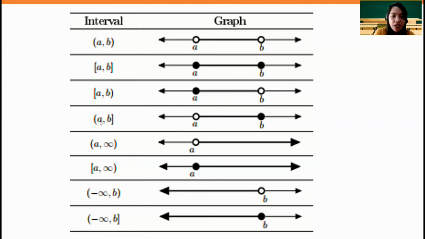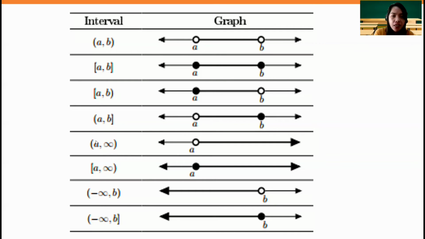Sa fourth interval, we have open parenthesis A, comma, B, closed bracket. Sa graph, ang katabi ng A ay parenthesis, so ang gagamitin natin sa tapat ng A ay open circle, at shaded yung mga numbers between A and B. Ang katabi ng B ay closed bracket. Ibig sabihin, gagamit tayo ng shaded circle na ang meaning nito ay kasali ang B sa set na ito.